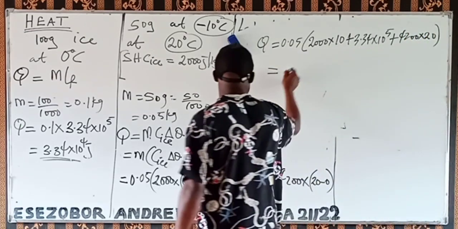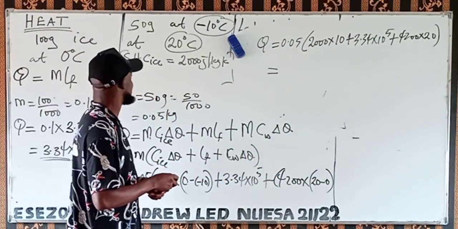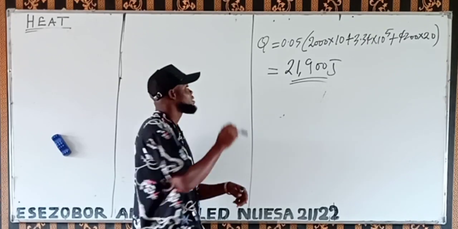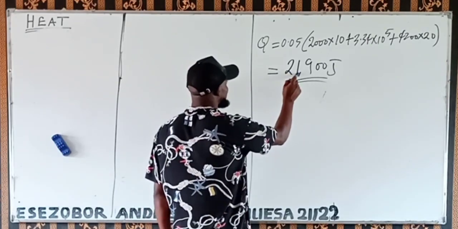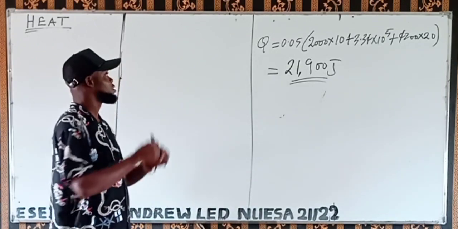So if you have this now, what are we going to have in this case? Let's check. Alright, the answer is going to be 21,900 joules. That's what you have as your answer.